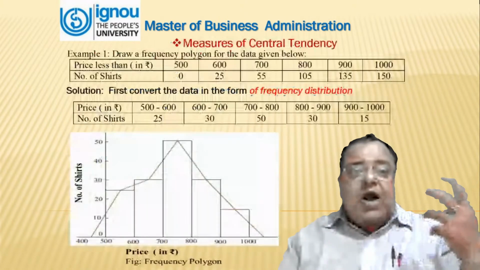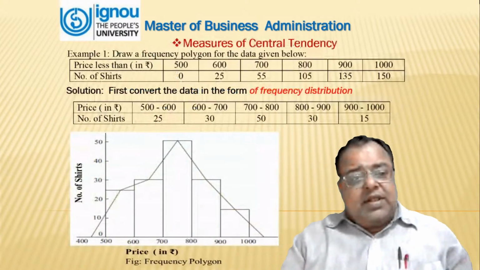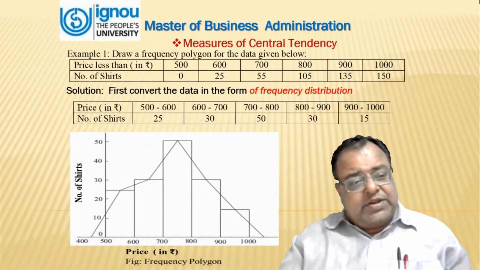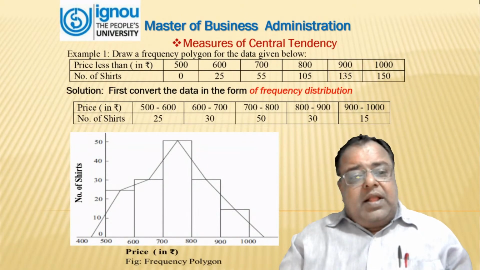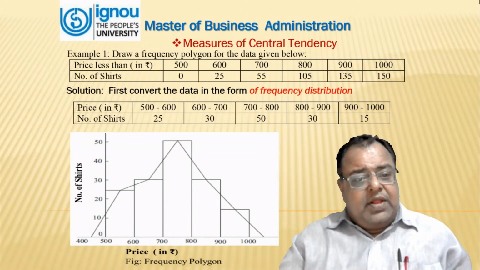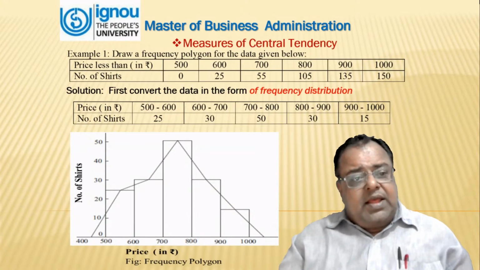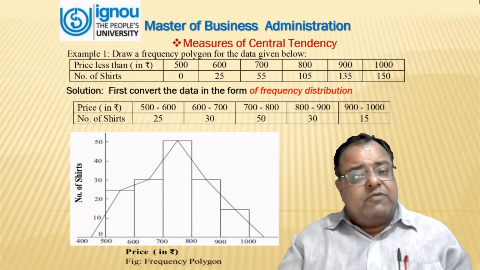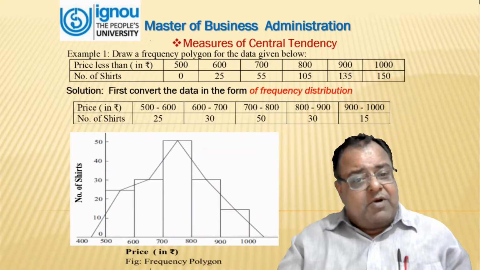Now, we move on to how to calculate the measures of central tendency. How to draw a frequency polygon when the problem is given in this form. We are given price less than, which is in rupees, and number of the shares. Because for drawing up a histogram, we have to get the price into an ordered form. We will be converting this data, because the data which is given to us is in cumulative form. How to convert this data into a frequency distribution is the first important part.